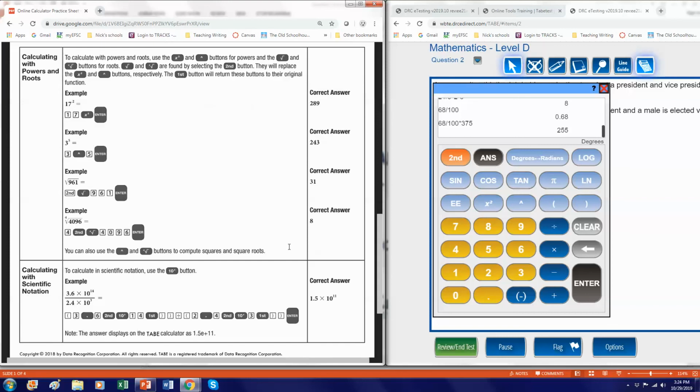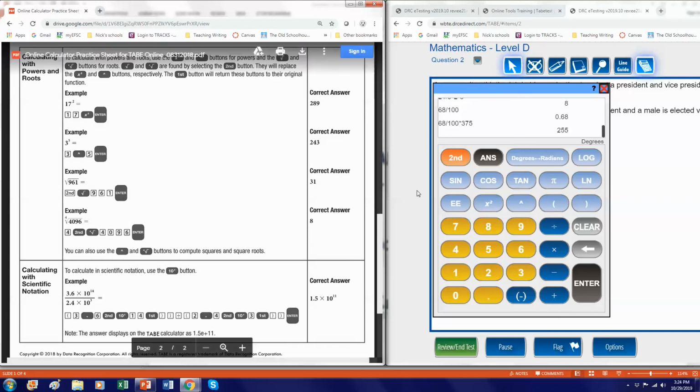And then for powers and roots, we're going to look at how to do that on the calculator, which is actually kind of fun. So we have 17 squared is the first thing we're going to look at. And we actually have a squared button on our calculator. It squares numbers for us. It's right there. It's x squared. You just press enter and you get 289, which is the correct answer, 17 squared.